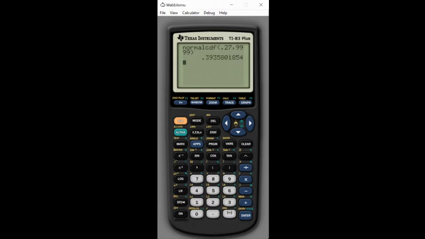And if I go to 4 decimal places, it looks like it would be about 3936. Right? Because the number after the 5 is an 8. So I got to round that 5 up. So it would be 0.3936.